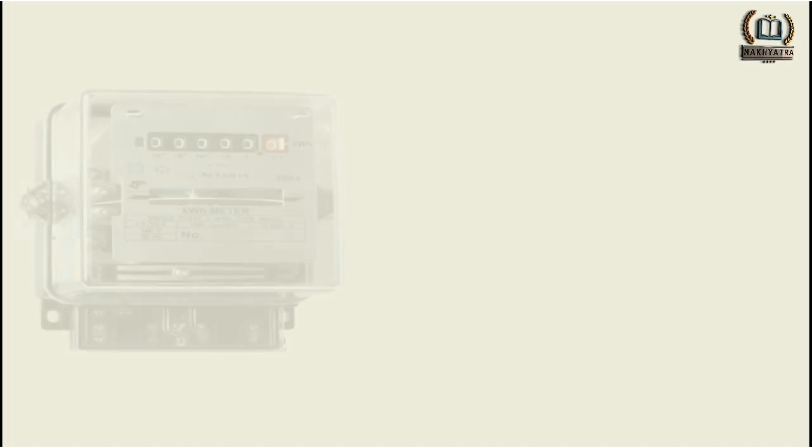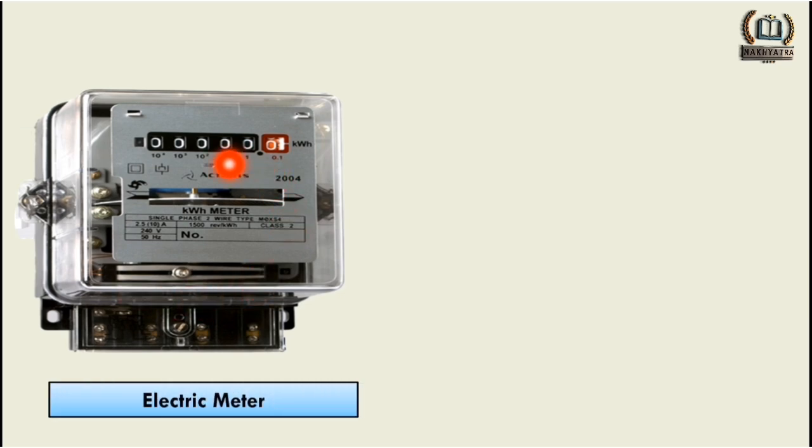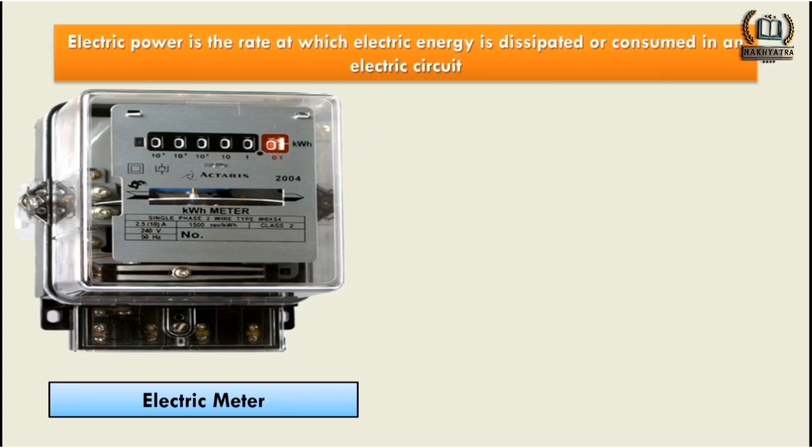So guys, now let's discuss the small topic which is left to discuss, that is electric power. You are familiar with the electric meter, right? The electric meter has a unit, and that unit is kilowatt hour. Okay, so what do we mean by electric power? The definition is: electric power is the rate at which electric energy is dissipated or consumed in an electric circuit. So electric power is a rate at which electric energy is consumed in the electric circuit.